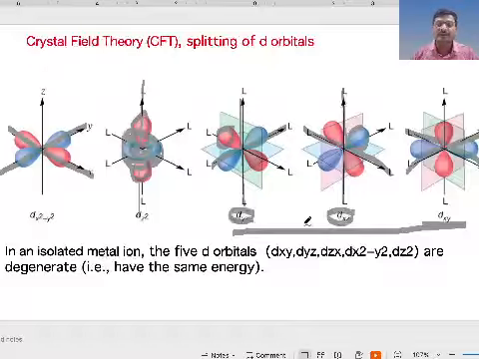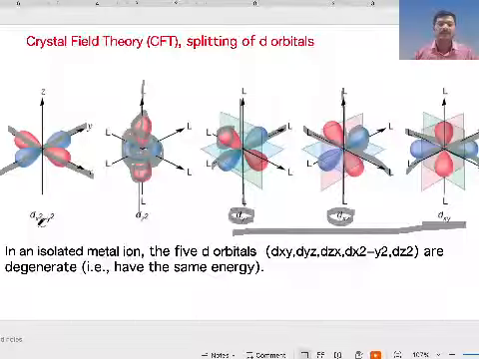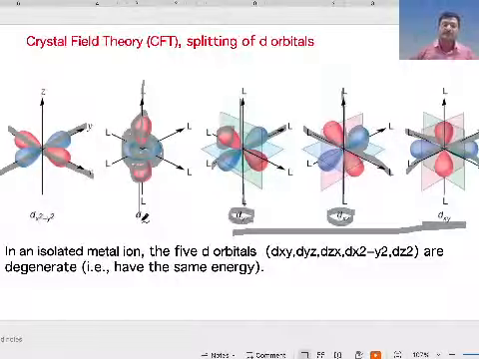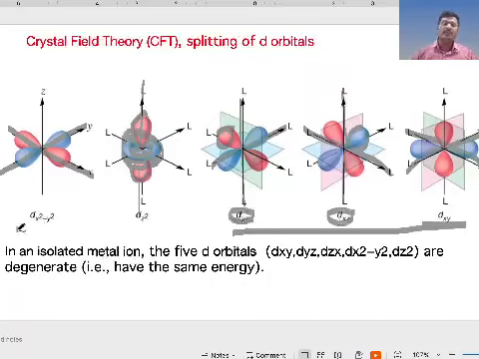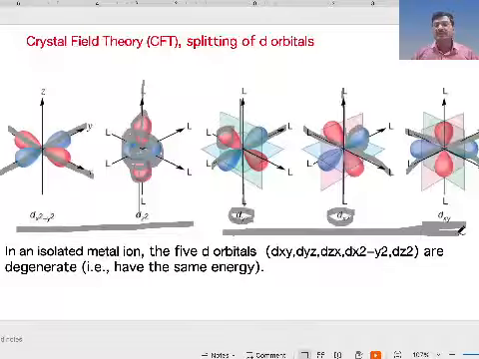Like that, yz, xz, xy orbital lobes are present between the axis. X square y square and z square orbitals are present on the axis. This you have to remember to understand the crystal field splitting. That means the orientation of the orbitals: first two orbitals are present on the axis and the next three orbitals are present between the axis.